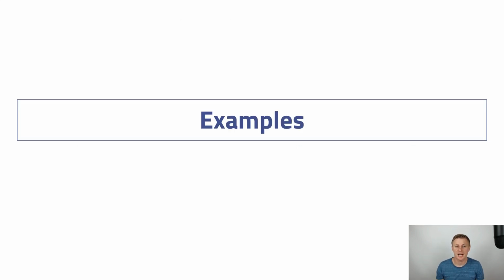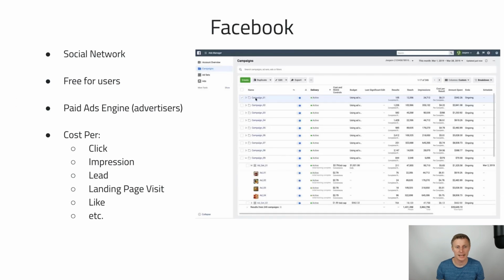So let's start by checking a few existing software products and how they charge their customers. What are their plans, pricing structure, and monetization models? We will check different types of software, from games and social networks to marketplaces and SaaS applications. Let's start with Facebook. I bet you know what it is, right?